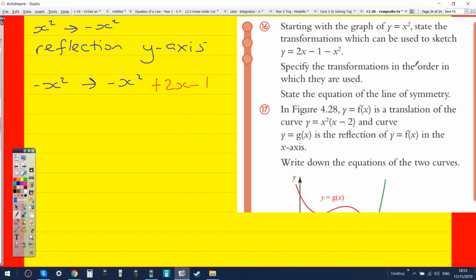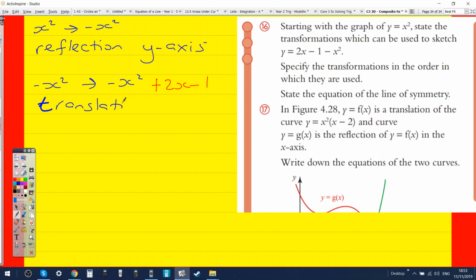Oh, hang on. Specify the transformations in the order in which they are used. Yes. What about the minus 1? The minus 1 is just the c coordinate. And it's moved down by minus 1. And so that would be a translation. Yeah.